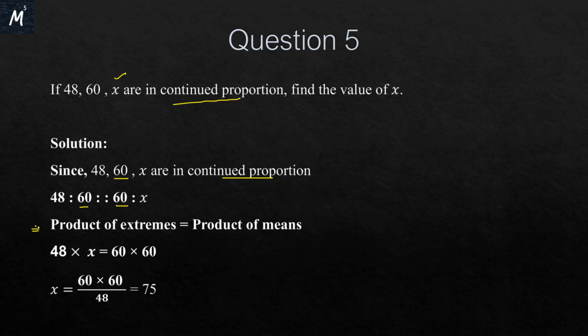So we'll write the product of extremes equals the product of means. Extremes are 48 and x, so 48 into x is the product of extremes. The product of means is 60 into 60. By transposing 48 to the other side, we get 60 into 60 upon 48. I would cancel 48 and 60 by 12, so I get 5 upon 4, and this 60 could also be cancelled by this 4, so we get 15. So 15 into 5 is 75. So this is our answer: x is 75.